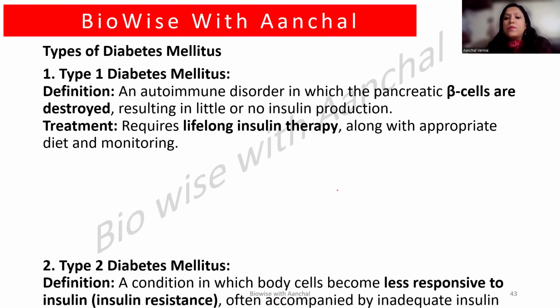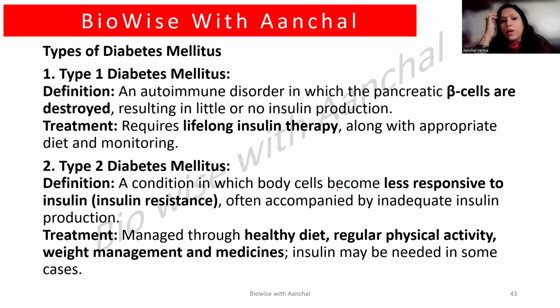So there are two types: type 1 diabetes mellitus and type 2 diabetes mellitus, insulin dependent and insulin independent. The first one is insulin dependent, so it requires lifelong insulin therapy. In this case, what happens? The pancreatic beta cells are destroyed, resulting in no insulin. Since there is no insulin, it is insulin dependent. In therapy, you have to provide insulin to the patient.